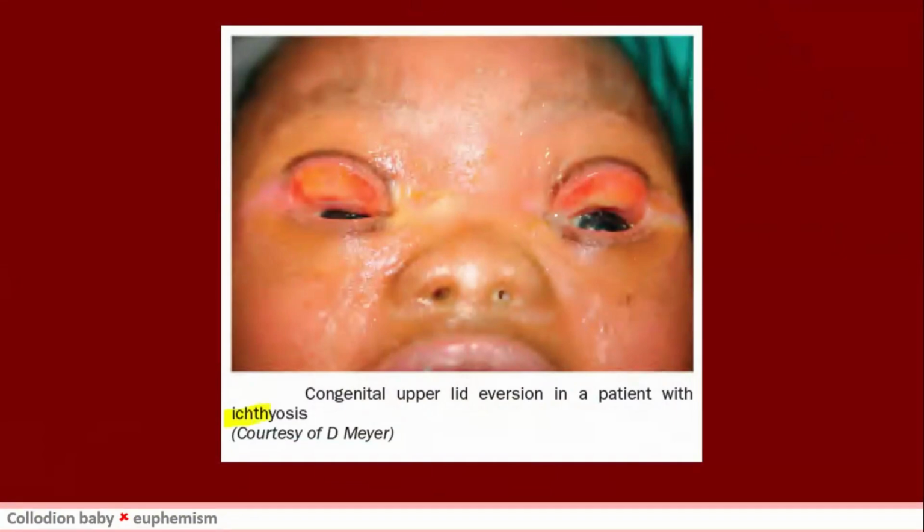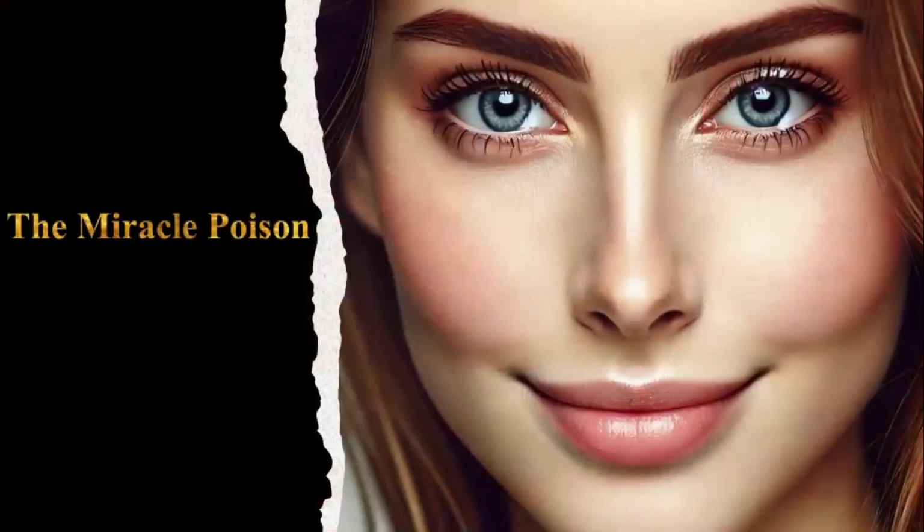Collodion baby, so ichthyosis. Okay. Yes. The following question is only for gentlemen. Okay. Yes, sir. So what's the meaning of miracle poison?